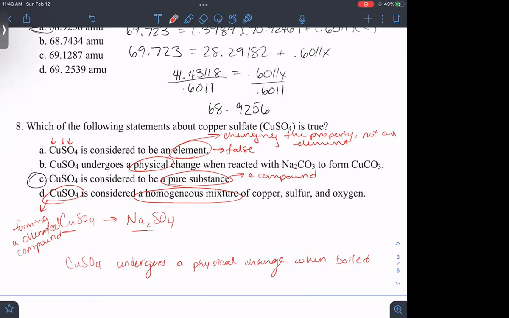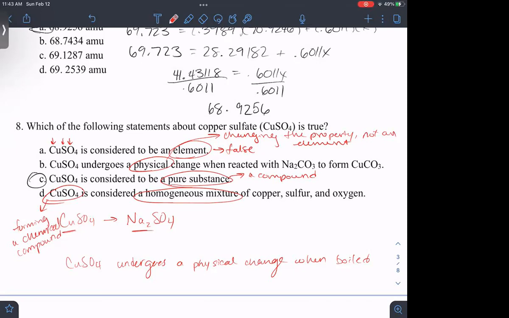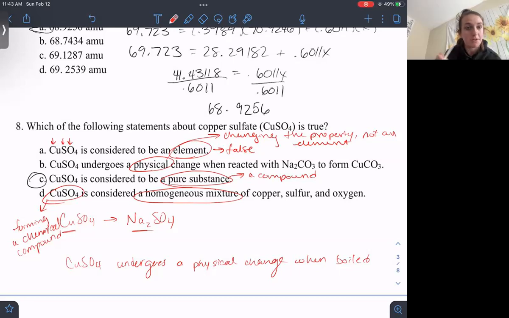As far as the one for part B, where it's saying it undergoes physical change and reacting with a compound, if we see an answer choice like that, where it's interacting with another compound, can we just automatically assume that that's a chemical change and rule that out? Yep, absolutely. Okay, thank you. Of course.